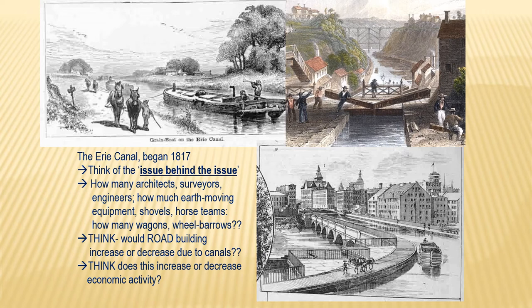But from Lake Erie, you have to go up in elevation and go over the Poconos and the Catskill Mountains and then back down again to the Hudson River. Then there are several lakes and a lot of waterfalls and shallow waterways along the Hudson River until you get to New York. Well, you had to work that out as well. So think of the issue behind the issue. How many architects, how many surveyors, how many engineers, how much earth-moving equipment did it take to actually put this canal in? So to plan it all out, you've got to have surveyors.